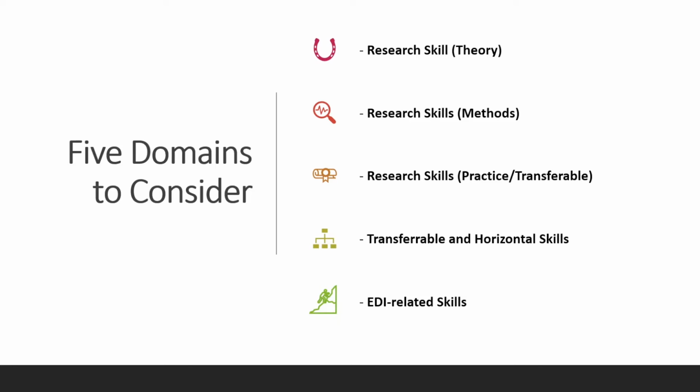What kind of skills should you be writing about in this section? There are 5 essential domains to consider. Theoretical research skills. This domain focuses on developing substantial knowledge and expertise in a specific area or discipline. It involves acquiring theoretical skills and also interdisciplinary knowledge relevant to your project.